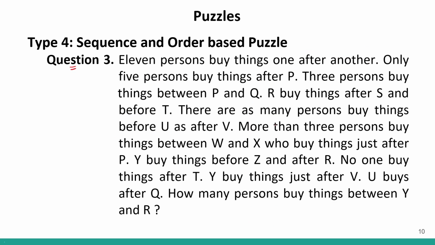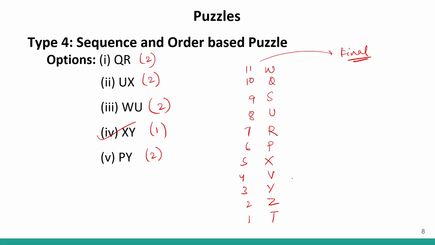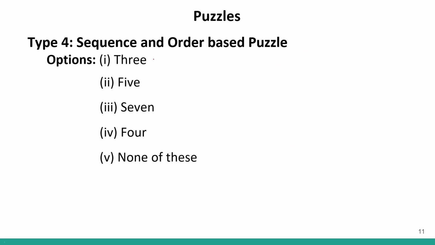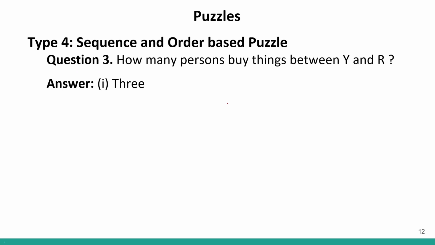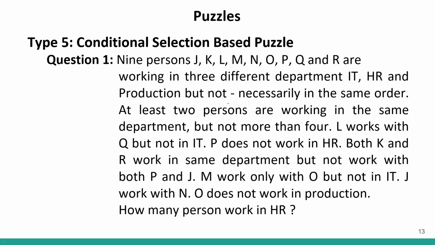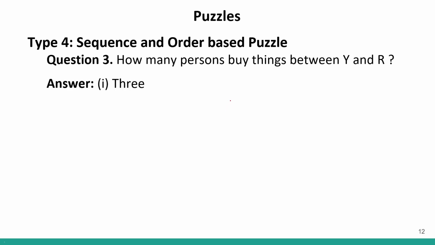Question number 3 also is from the same data, but the question is different. How many persons buy things between Y and R? So coming to the final arrangement, between Y and R, how many people are buying things? 1, 2, 3. So between Y and R, 3 people are buying things. If I look at the options, option number 1, 3 will be my answer. So this was your questions on sequence and order based puzzles.